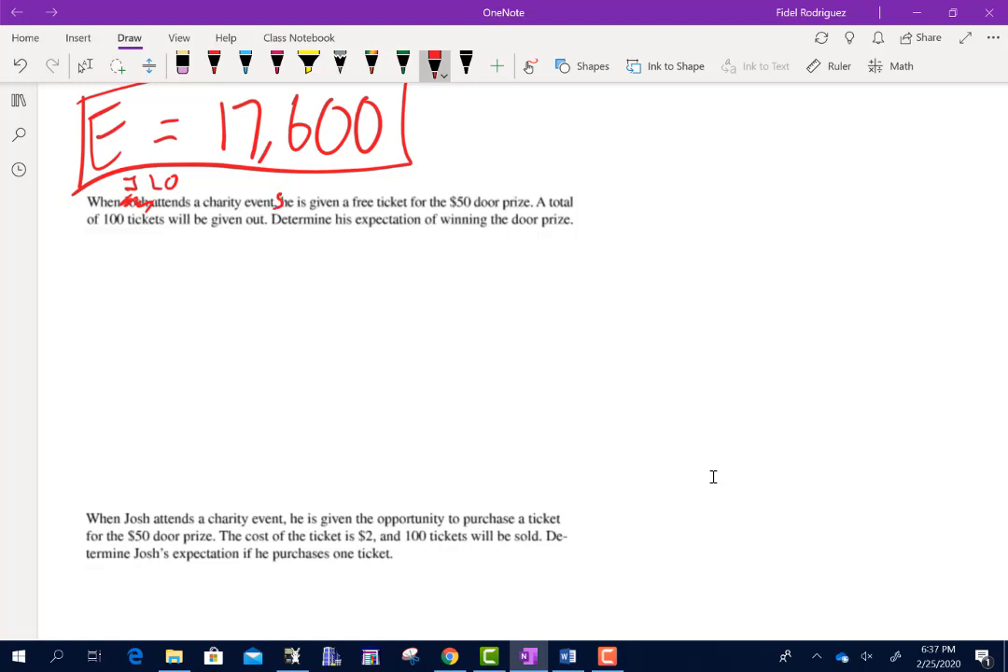Okay, when J-Lo attends a charity event, she is given a free ticket for a $50 door prize. A total of 100 tickets are going to be given out. Determine her expectation of winning the door prize.